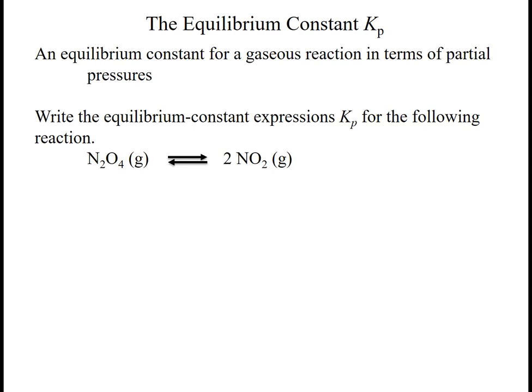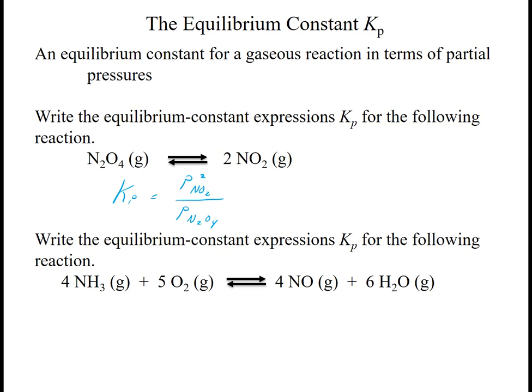So for example, the Kp for this equation is the partial pressure of NO2 squared divided by the partial pressure of N2O4. It's basically the same process. You write the product with a power for whatever the coefficient is, over the reactant to whatever power that may be. Here's another example.